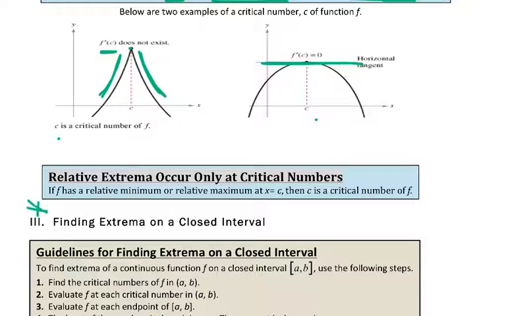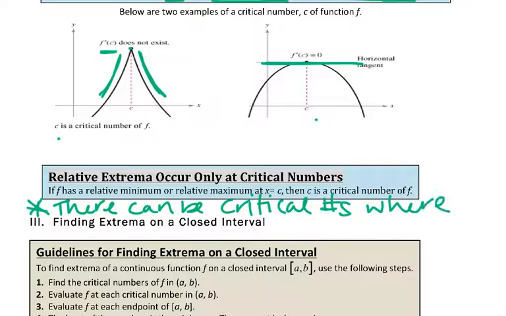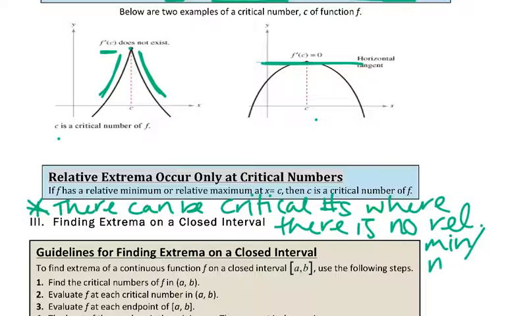It's important to note that there can be critical numbers where there is no relative min or max. So I could have a critical number because the slope of the line, the derivative, is 0, but there isn't a relative min or max. And here's an example for this.